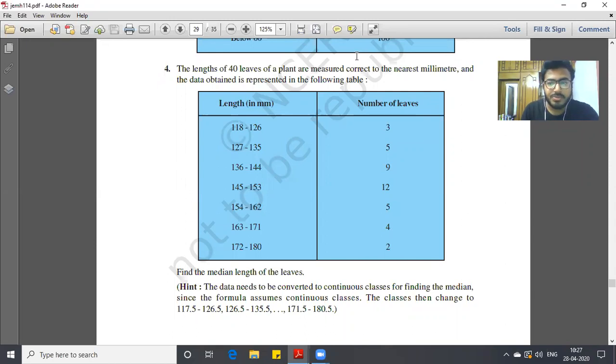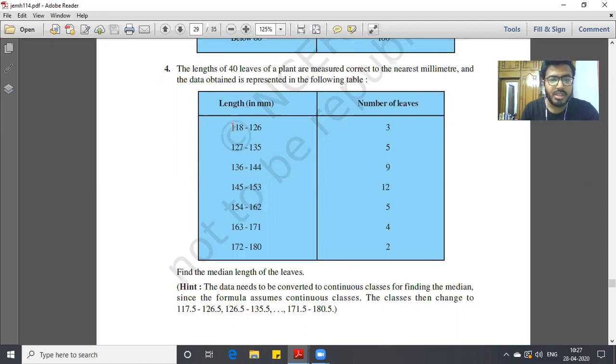Now we are starting with the fourth one. Look here in the fourth one. The lengths of 40 leaves of a plant are measured correct to the nearest millimeter. So millimeter means mm. And the data obtained is represented in the following table. Okay, so the data is given in the following table.